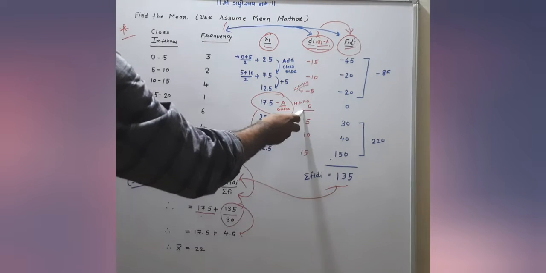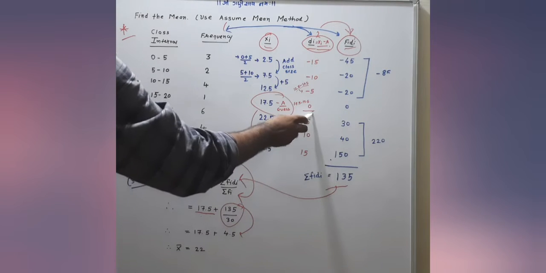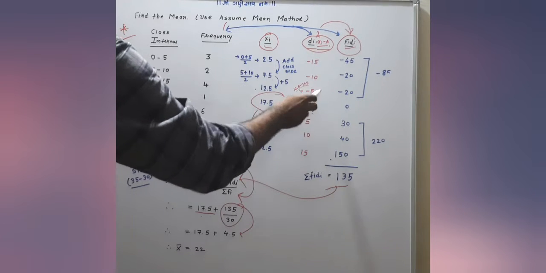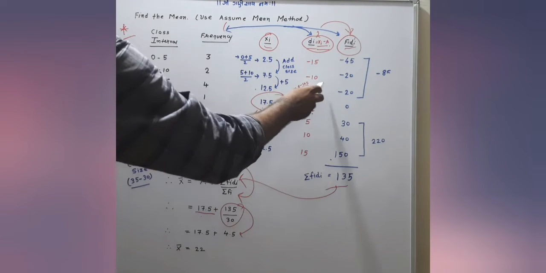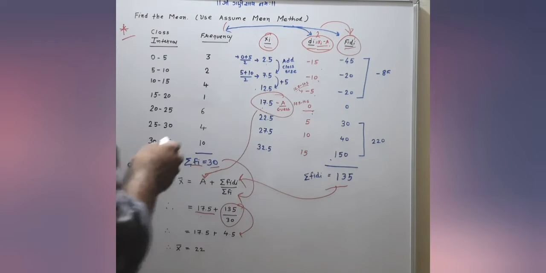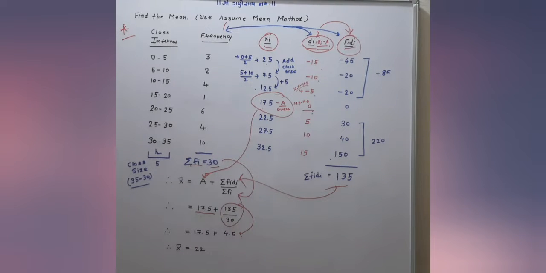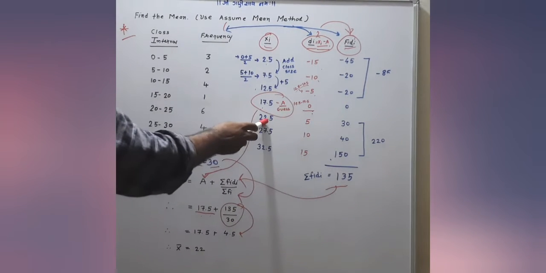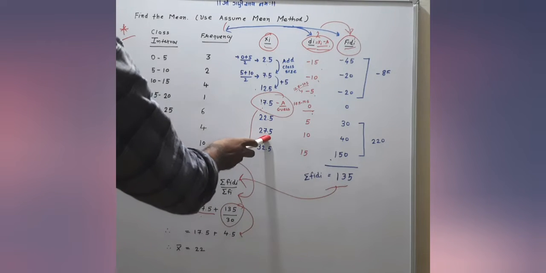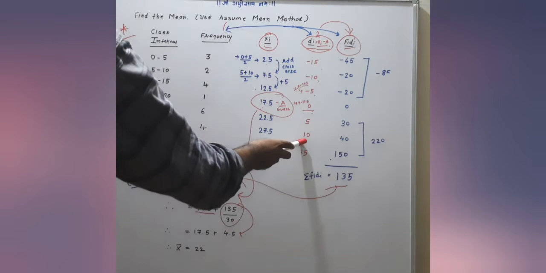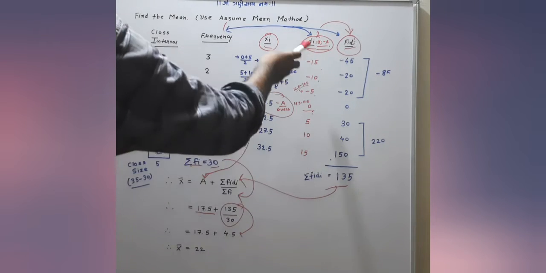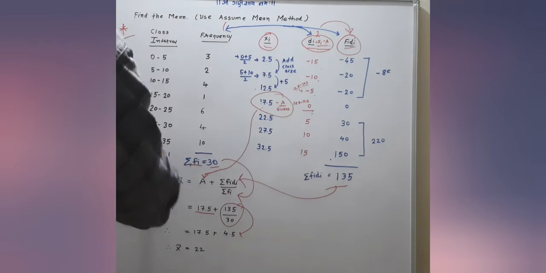So here, 17.5 minus 17.5 is 0. 12.5 minus 17.5 is minus 5. 7.5 minus 17.5 is minus 10. 2.5 minus 17.5 is minus 15. Same way, 22.5 minus 17.5, so I got 5. 27.5 minus 17.5, so I got 10. 32.5 minus 17.5, so I got 15. So I find the di for each row.